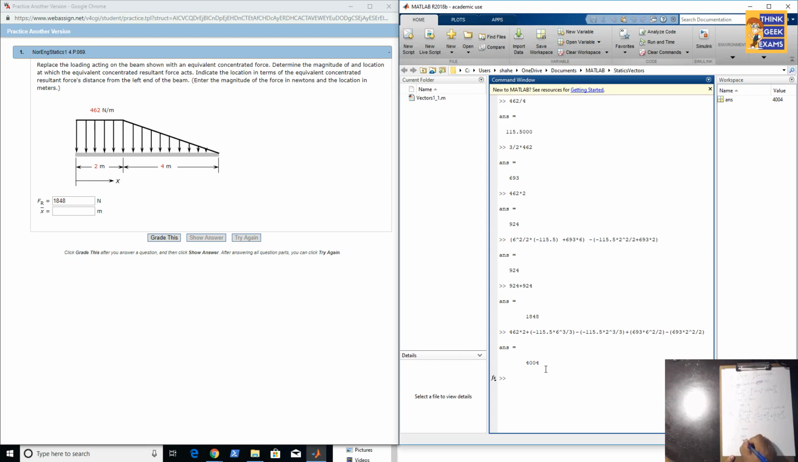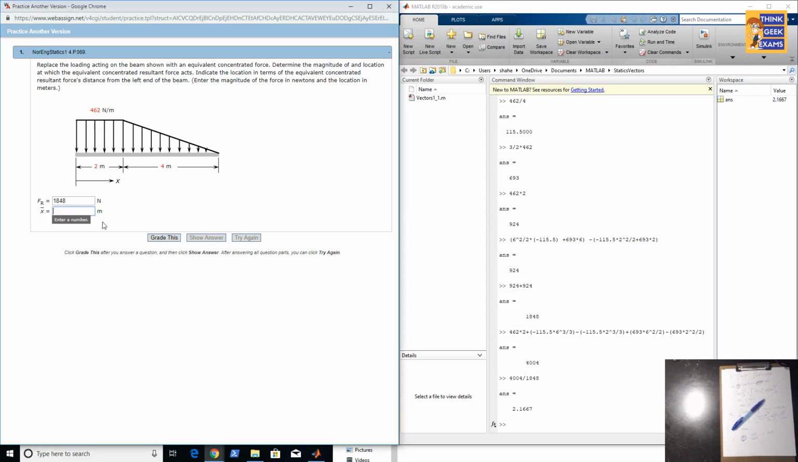So X bar is going to be 1848 divided by 4004. That doesn't look right. Actually, it's the other way around. It's going to be 4004 divided by 1848, and that is 2.1667, and the answer is 2.1667, and grade this, and both are correct.